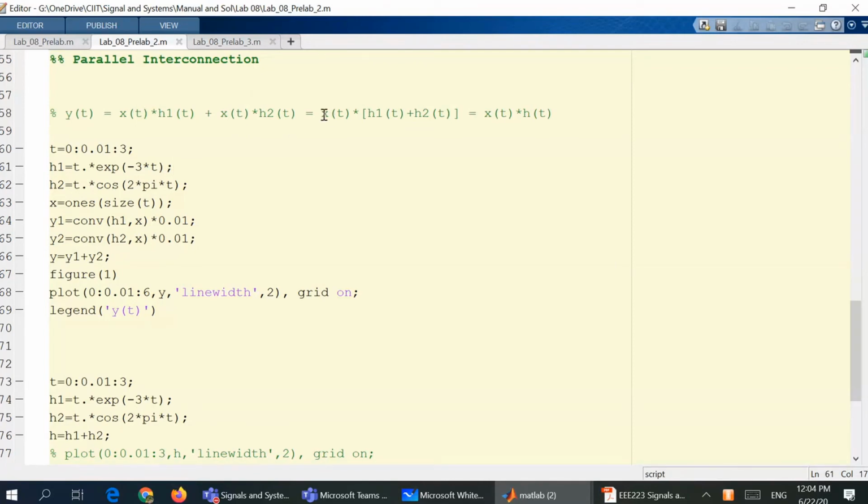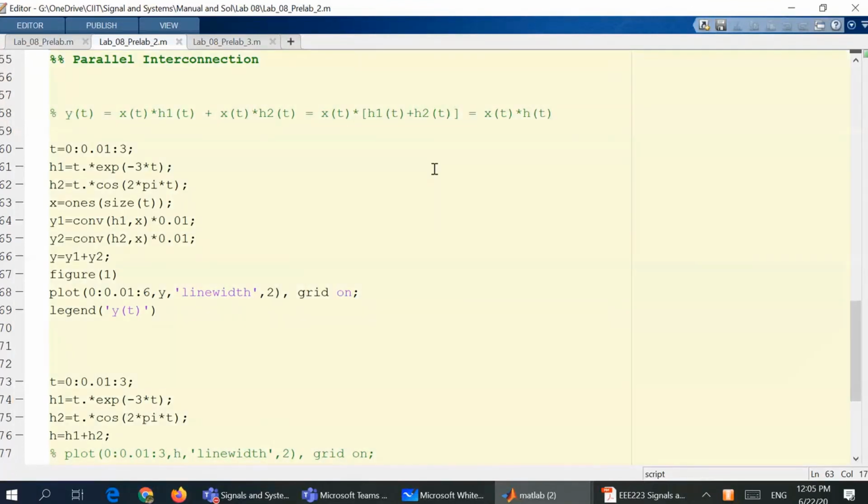So if we apply the distributive property, we can say that x of t can be convolved with the combination of these two. Now we can say the addition of these two is the equivalent impulse response. So what does that mean? That means that if we have some systems in parallel, we can just add their impulse responses and find the equivalent impulse response.